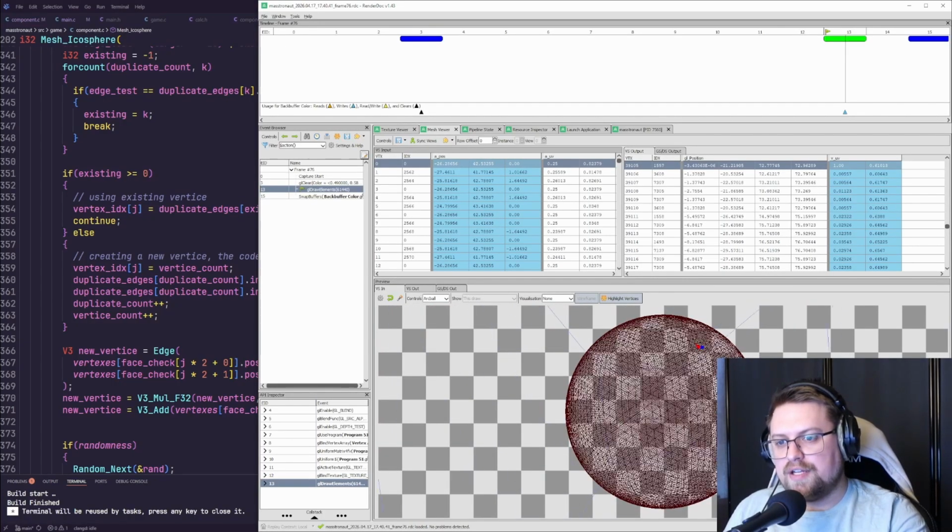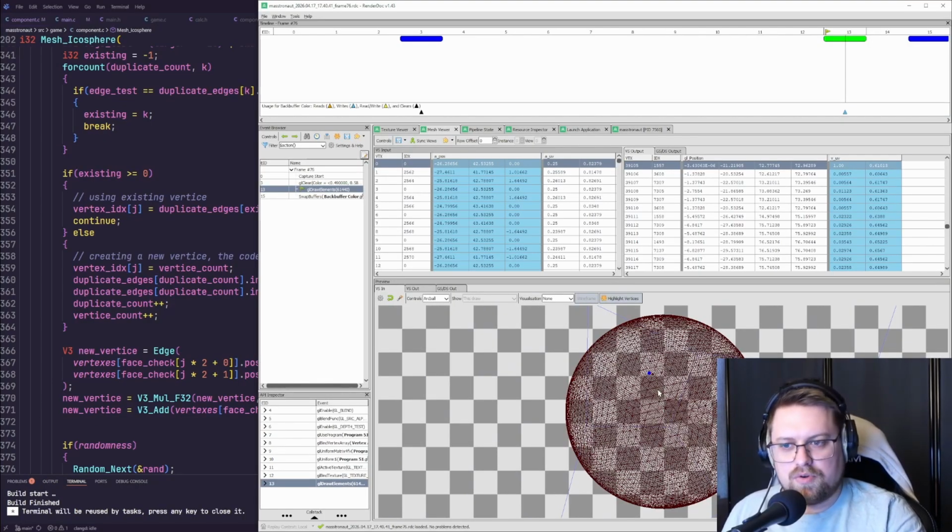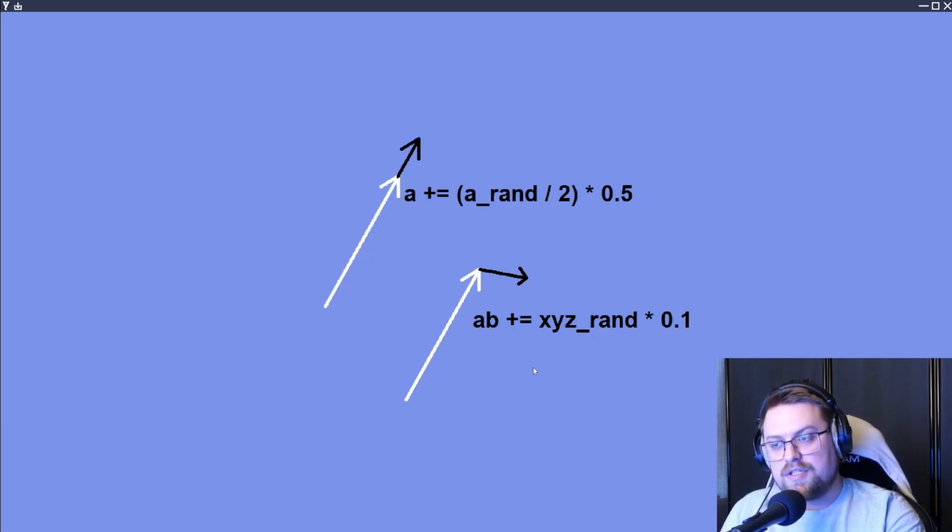Now, of course, we have a very nice moon-looking kind of asteroid, but we want to generate something that looks more like a meteorite. So how do we do that? Well, it's pretty easy to just apply a little bit of vector math again. So we take a random value, which goes between 0 and 1. And what I decided to do was divide it by 2. And remember that A here has a magnitude of 1. So we're adding 0 to 0.5, and then multiplying it by 0.5.